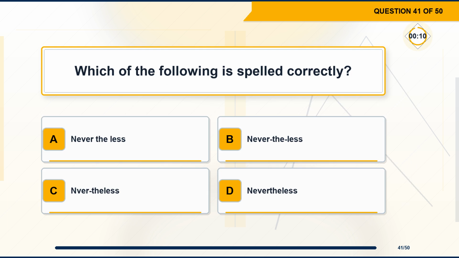Question 41. Which of the following is spelled correctly? Option A, nevertheless. Option B, nevertheless. Option C, nevertheless. Option D, nevertheless.